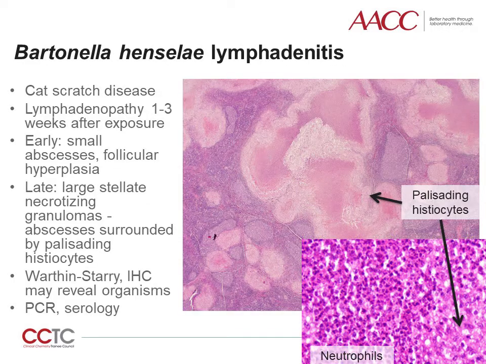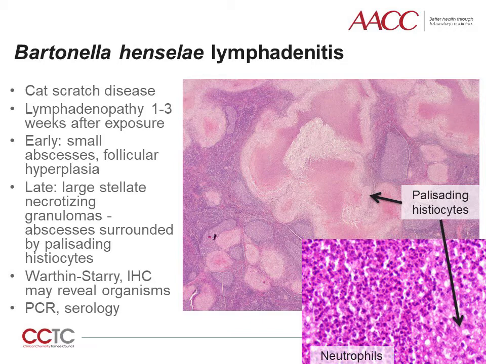Cat scratch disease is caused by Bartonella henselae, a small gram-negative bacillus. The organism is transmitted to cats by fleas, then transmitted to humans by a cat bite or scratch. Lymphadenopathy develops 1 to 3 weeks after exposure. In early stages, affected lymph nodes develop follicular hyperplasia. Small areas of necrosis may be present around subcapsular sinuses.